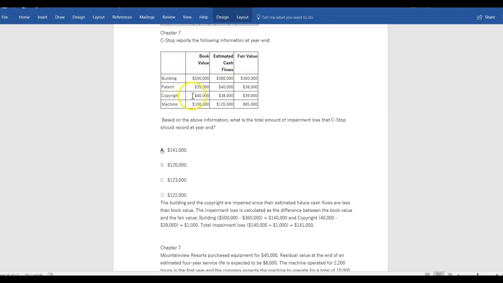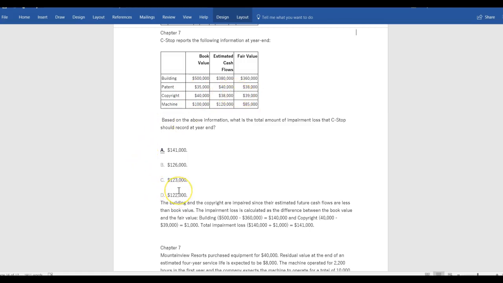Copyright. The book value is 40, the estimated cash flow is 38. There could be a possible impairment. But in the other two scenarios, the cash flows are greater than the book values. So the way we calculate the impairment is we take the book value minus the fair value. With the building, the book value is 500, the fair value is 360. That would be our impairment loss for the building. In the copyright, the book value is 40, the fair value is 39. The difference there would be our impairment loss there.